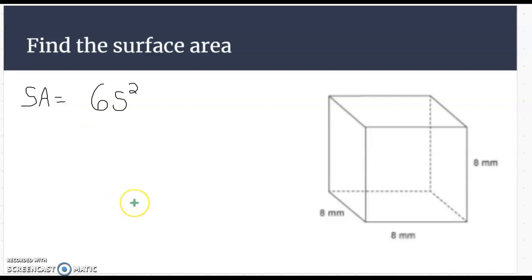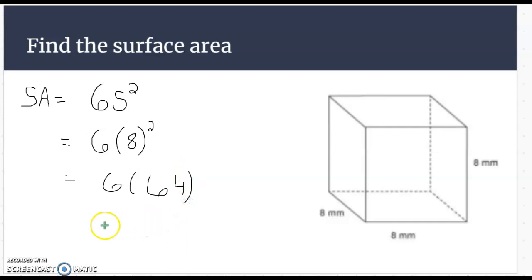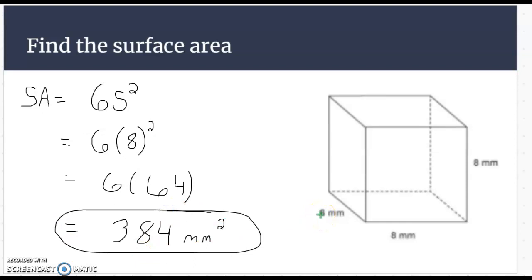So we got a few examples to go over with that. Notice the side of this cube is 8. So we're taking 8 squared, and 8 squared gives us 64. So really all we're multiplying is 6 times 64, and that gives us 384, and we're measuring in millimeters. So the surface area of this cube is 384 millimeters squared.